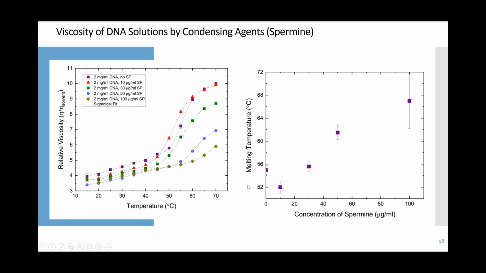Also, the plot on the right shows melting temperature as a function of concentration of spermine. As expected, and as we discussed a few minutes ago, with increasing concentration of spermine, melting temperature increases.